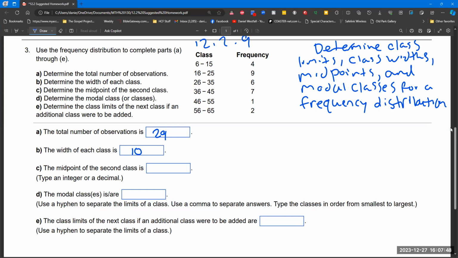And I got that by taking an upper limit and subtracting the previous upper limit, or a lower limit and subtracting the previous lower limit. That'll tell me how wide each class was. The midpoint of the second class, I'm going to take the average here and say 16 plus 25 divided by 2 is 41 over 2 is 20.5. Should be right there in the middle.